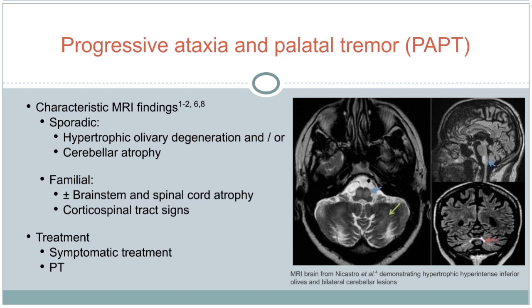The treatment of it is generally symptomatic. Unfortunately, there aren't any effective treatments that actually halt the progression of the ataxia. For the tremor itself, various agents have been used, such as lamotrigine, valproate, clonazepam, and Botox. And physiotherapy input is often valuable, particularly in trying to maintain mobility for ataxic patients.